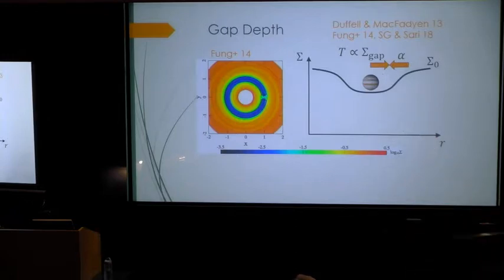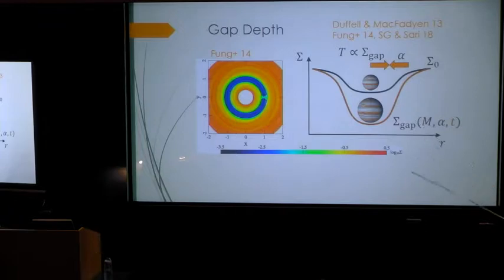However, this is in equilibrium. But equilibrium takes some time to reach. And by the time this gap reaches equilibrium, the planet here can continue to accrete gas and grow in mass. So by the time that we think that we've reached equilibrium, we actually are now dealing with a much more massive planet that is now expected to open both a deeper and wider gap, which takes an even longer time to reach equilibrium. So as you can imagine, there's a possibility here that these gaps never reach equilibrium. They just keep on deepening and widening as the planets grow in mass.